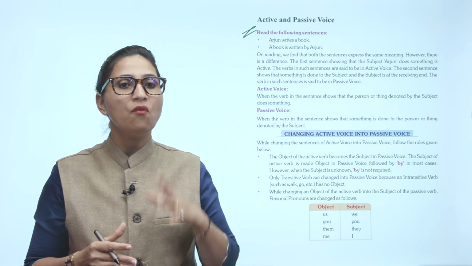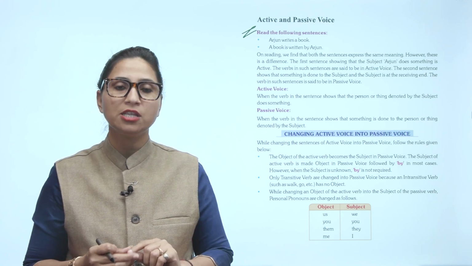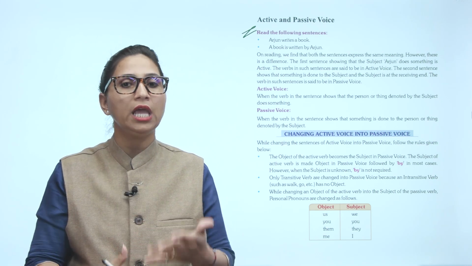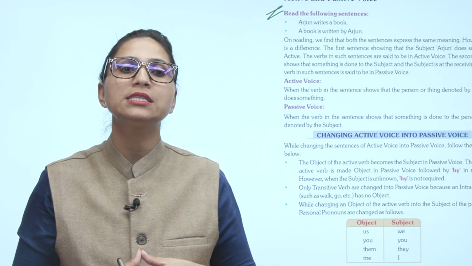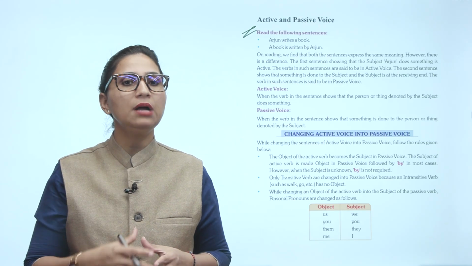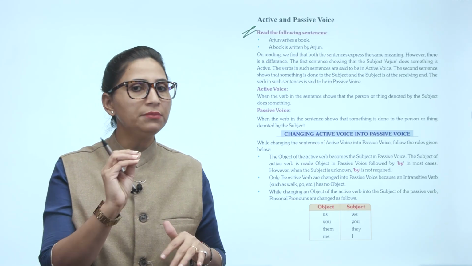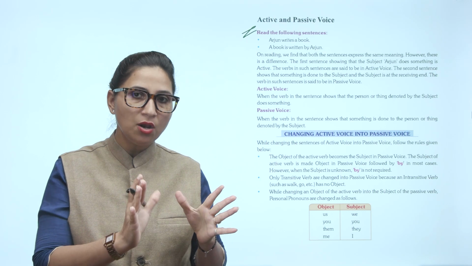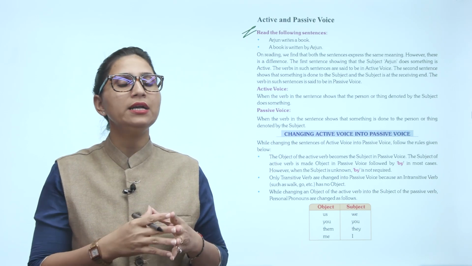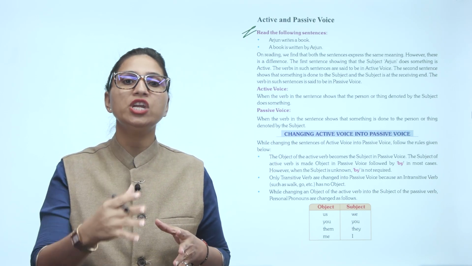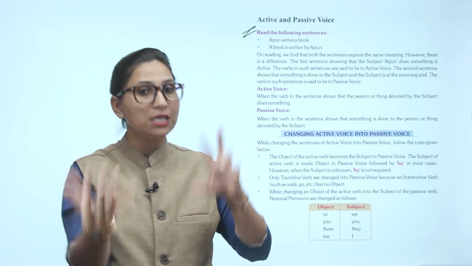In active voice, the verb in the sentence shows that the person or thing denoted by the subject does something. In passive voice, the verb in the sentence shows that something is done to the person or thing denoted by the subject. So next, changing active voice into passive voice.